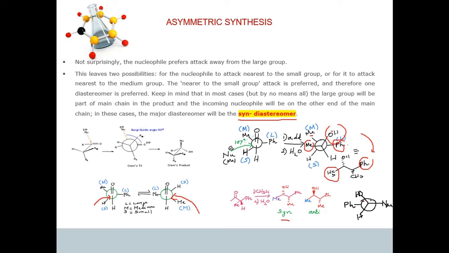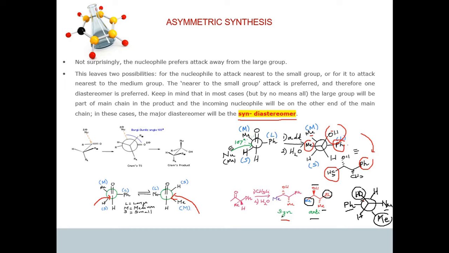Okay, so I have my hydrogen here and I have my methyl here, and now we can see my phenyl group and my nucleophile are anti to each other. My phenyl group and my methyl are anti to each other, and my OH and my methyl are also anti to each other. Therefore, this product is what we call an anti product.